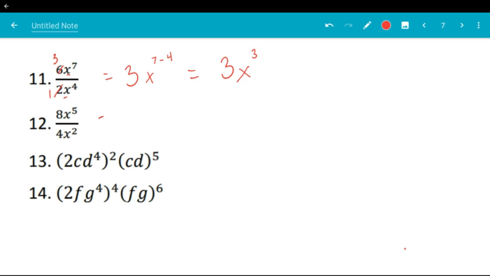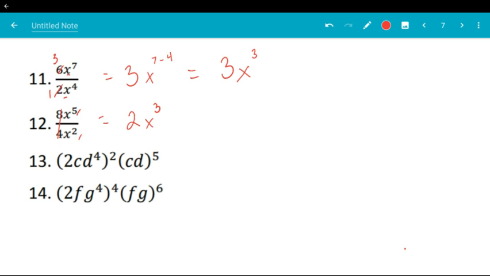For number 12, same thing. We're just going to reduce our fraction to give us 2. And then we're going to subtract the exponents. 5 minus 2 is 3. So pretty easy. Hopefully nothing groundbreaking right now.